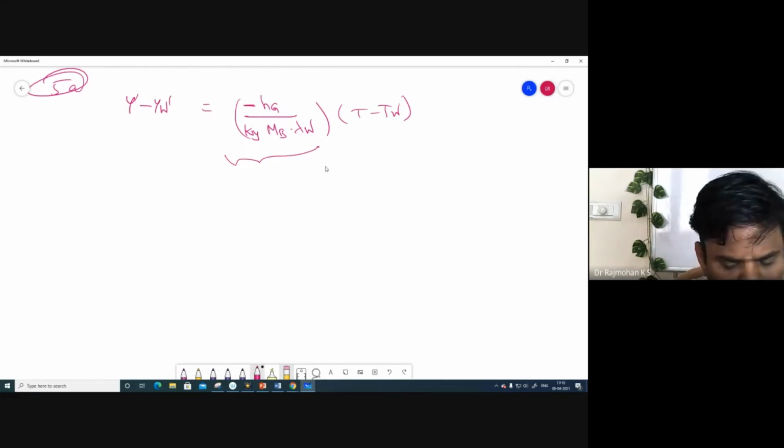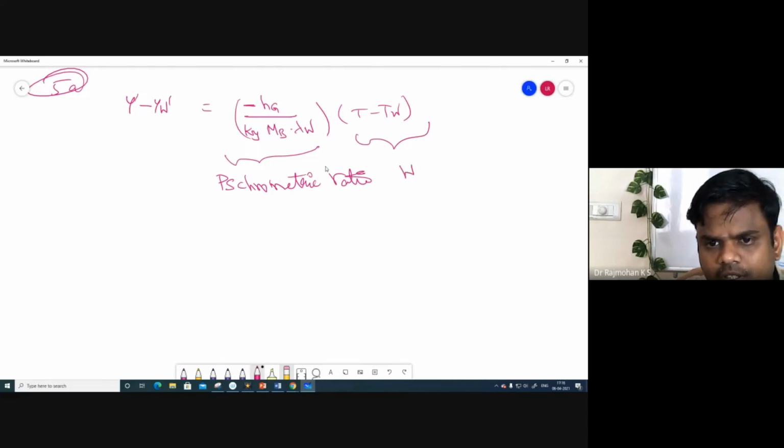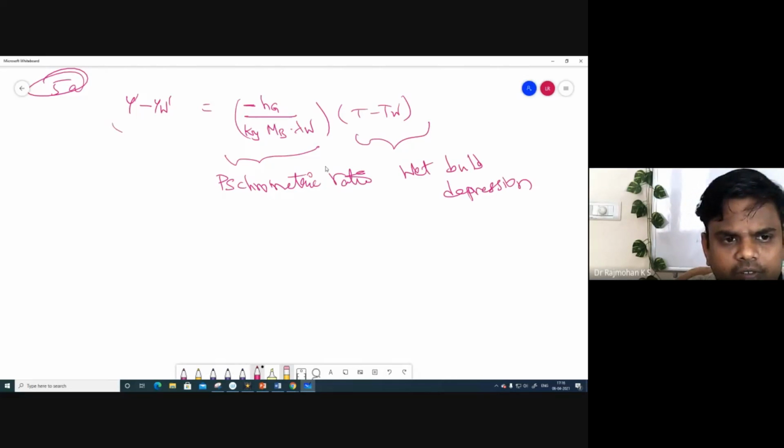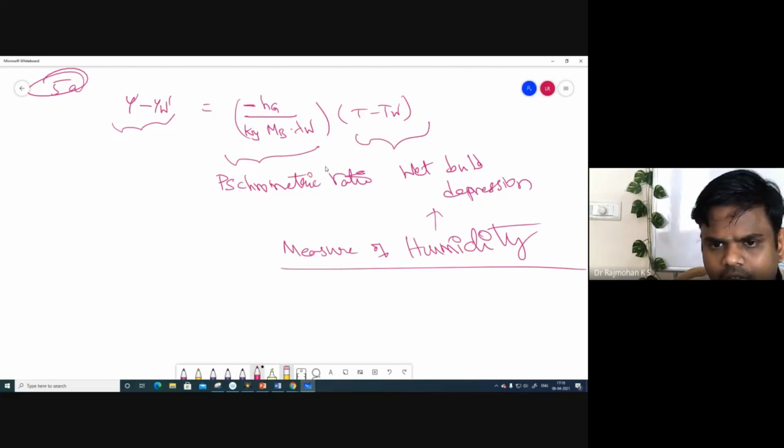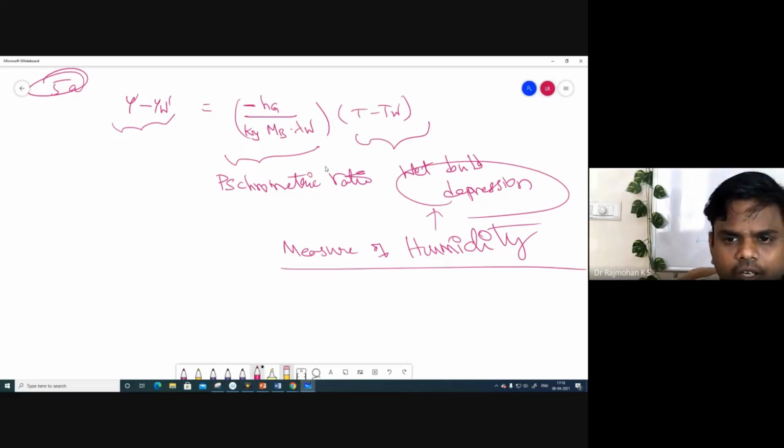This ratio is there, no? So only this minus h_G by K_Y M_B lambda_W ratio, and this one is called wet bulb depression, and both of them represent the moisture content, or you can say humidity. So that's why we said wet bulb depression is a measure of humidity, because you can see that it represents something directly proportional. This term, minus h_G by K_Y M_B, is called the psychrometric ratio.